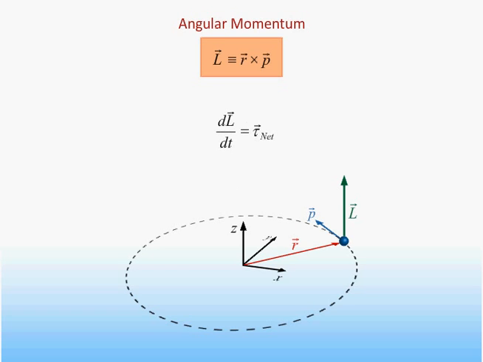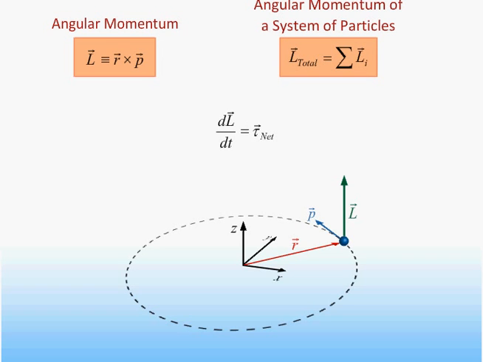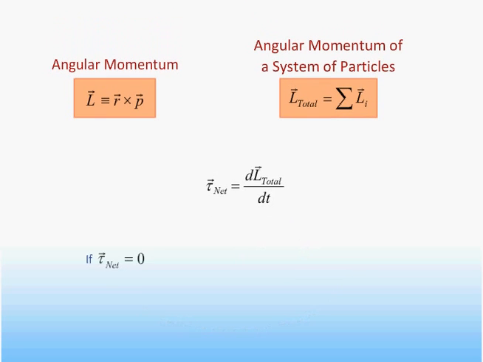Defining the angular momentum of a system of particles as the vector sum of the angular momenta of the individual particles, we obtain our desired result, that the sum of the external torques acting on a system is equal to the time rate of change of the angular momentum of the system. Therefore, if the sum of these torques is zero, then the time rate of change of the angular momentum of the system is zero, which implies that the angular momentum of the system is conserved.